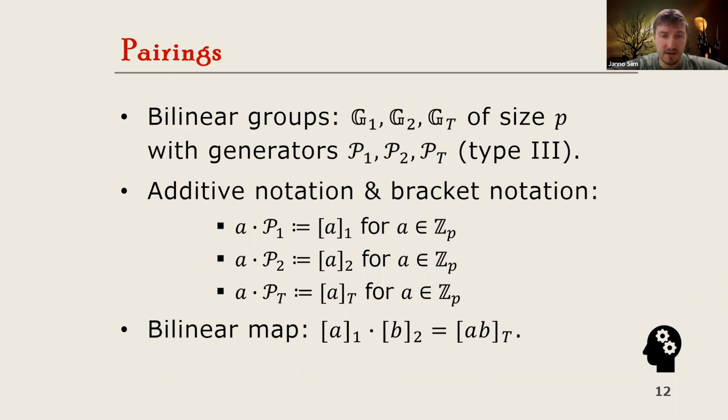And very importantly, we also have a bilinear map. So this means that although we have additive groups, we can actually multiply together, in some sense, elements from different groups. So we have [a]1 here and P2, then we can use the pairing operation to get [a·p] in the target group.